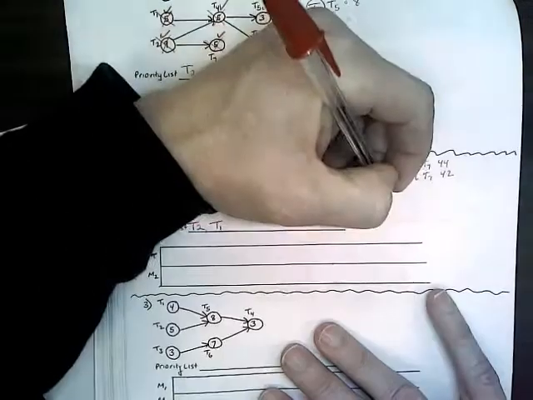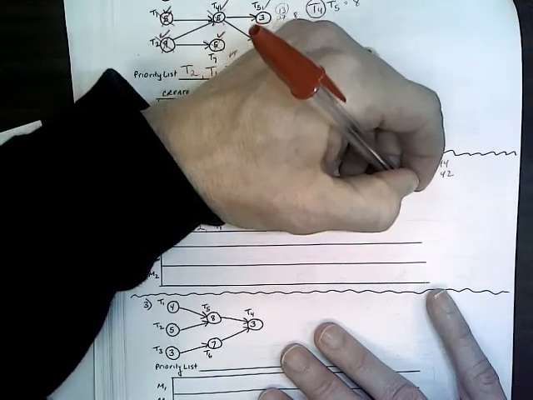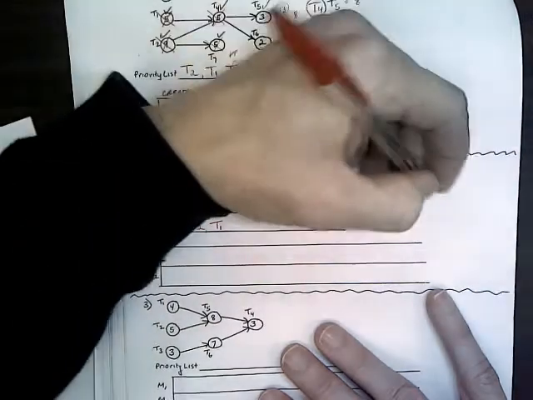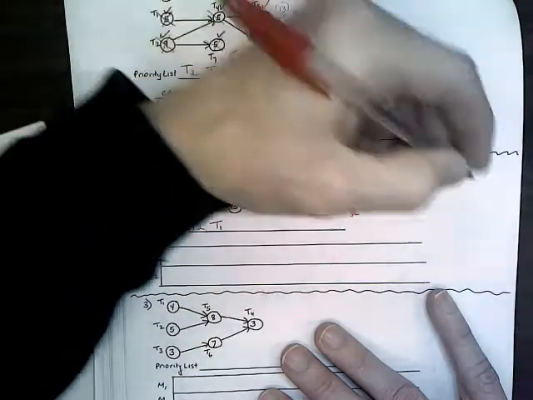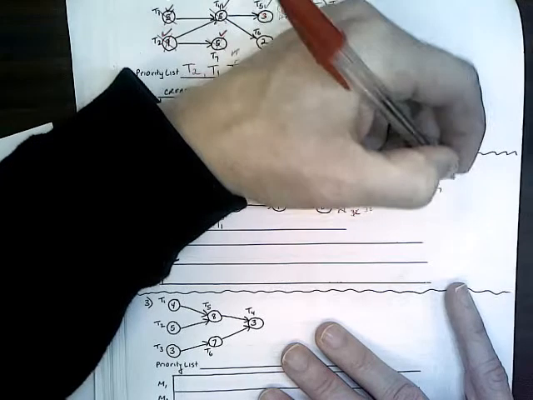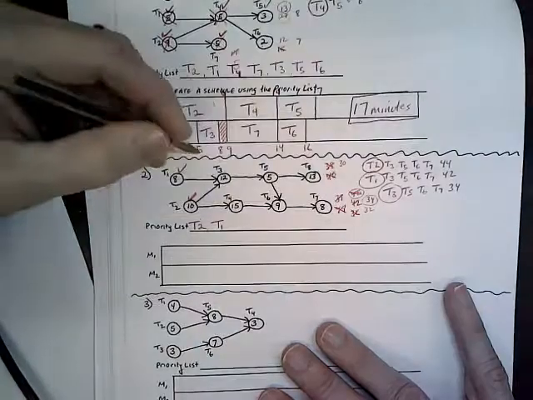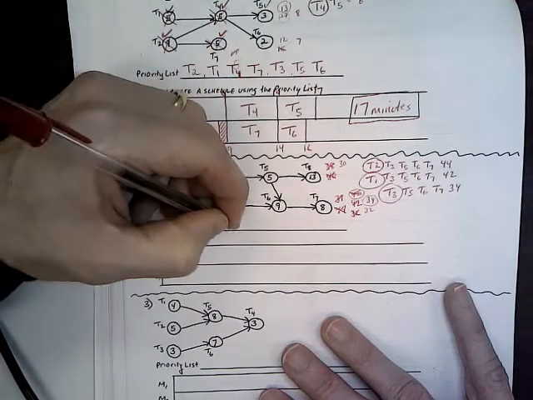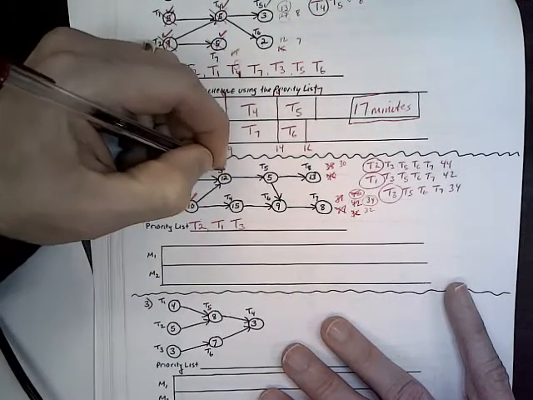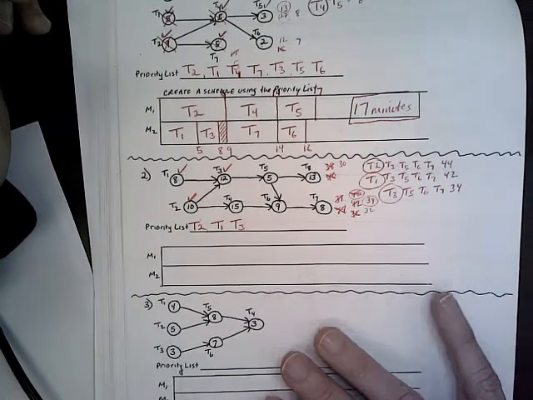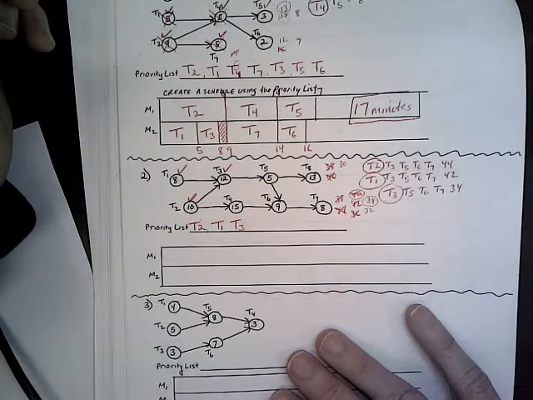It was T3, T5, T6, and T7. That added up to 34. We take the first task from that list, which is T3, and that's what goes next in our list right there. Okay? All right, now it starts to get a little bit easier.